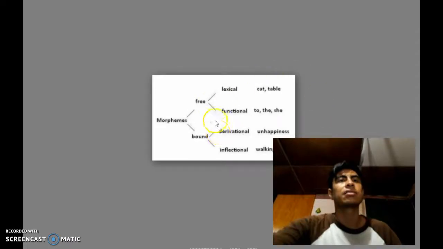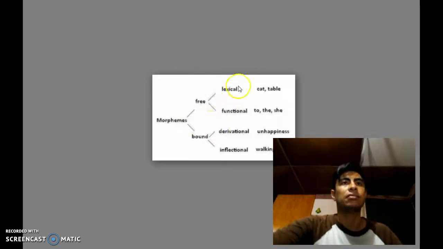As we can see in these examples, free lexical: words like cat, table. Functional: we have prepositions like to, that, and she. So in functional, one preposition can be considered a free morpheme, which is divided in functional. So it's a really good example. Like bound, we have derivational and inflectional.